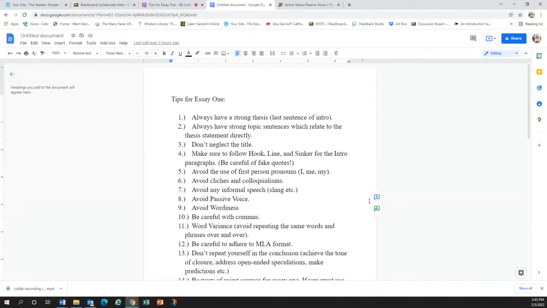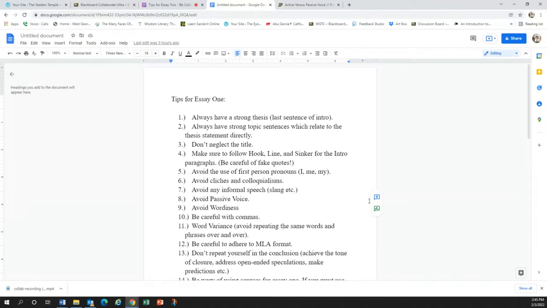If you have a bunch of cliches and colloquialisms in your essay, it just doesn't sound very formal, right? It doesn't sound like you're trying to express yourself in the most clear way. They're shortcuts for meaning and trying to convey things to people, and sometimes they don't always work. So try to get rid of them. Number 7, avoid any kind of informal speech. That includes slang and stuff like that.